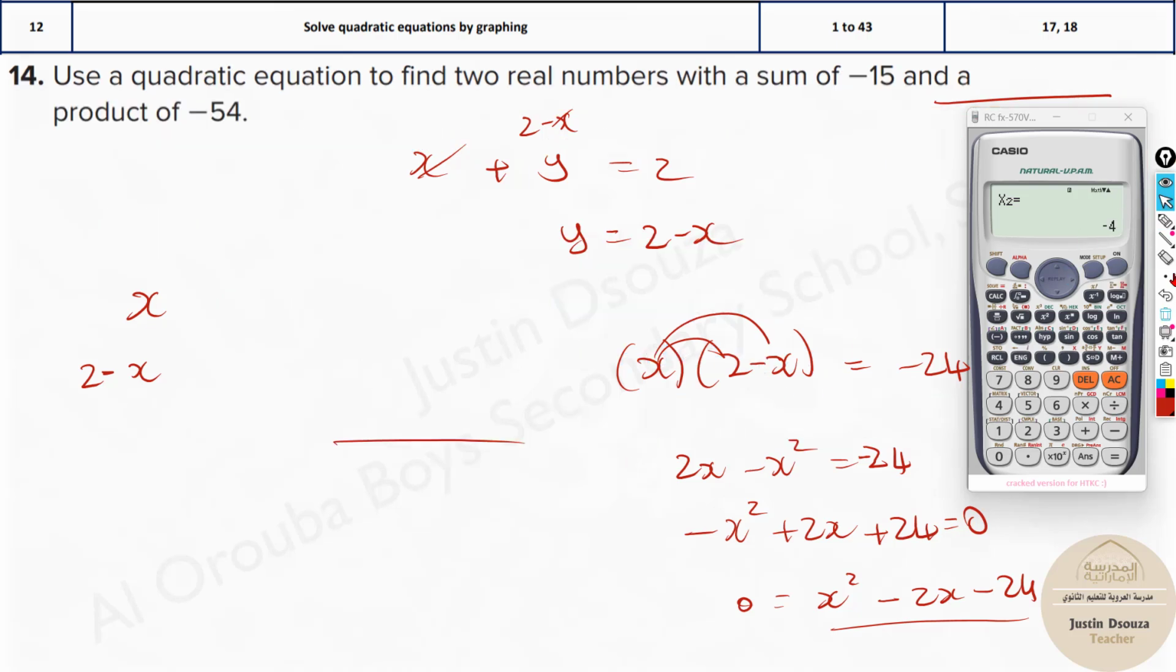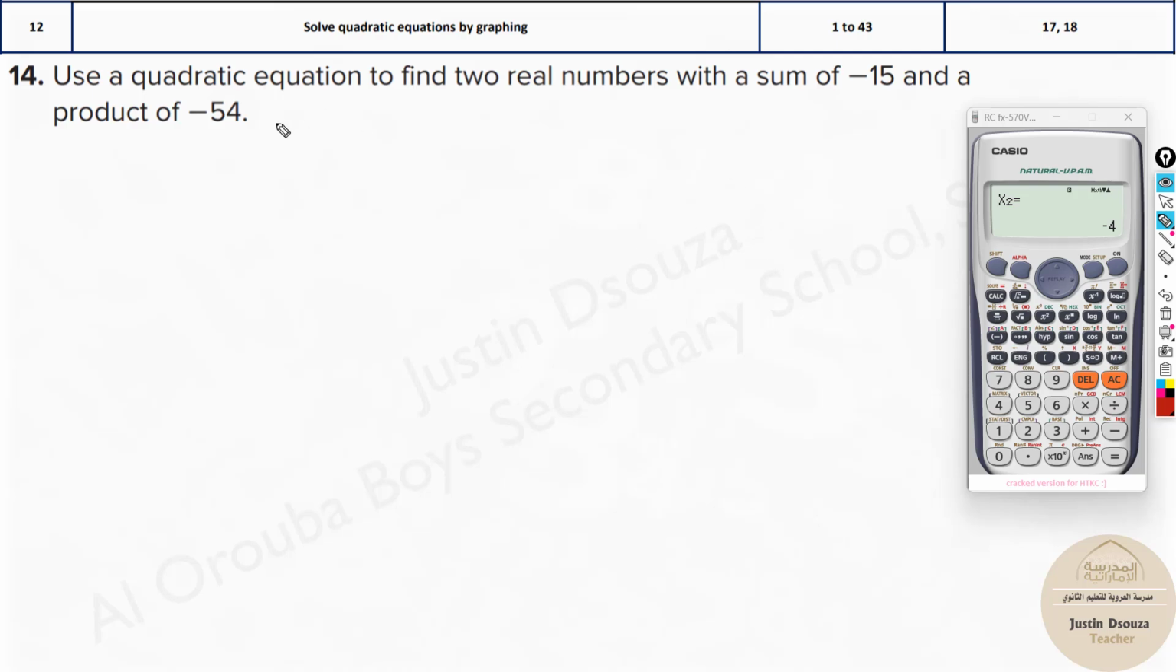Now we have one more problem similar to just now's problem. We have two real numbers. So what I'll write is one is x. One more will be, the sum is minus 15, so I can directly write minus 15 minus x. Or you can write it as x plus y is equal to minus 15. So y is equal to minus 15 minus x.